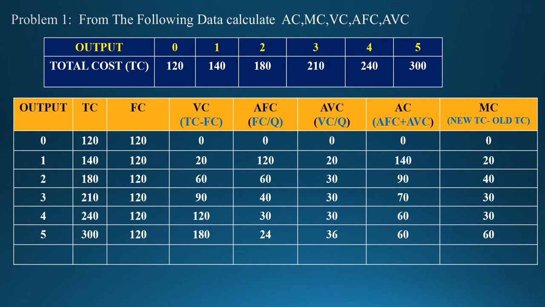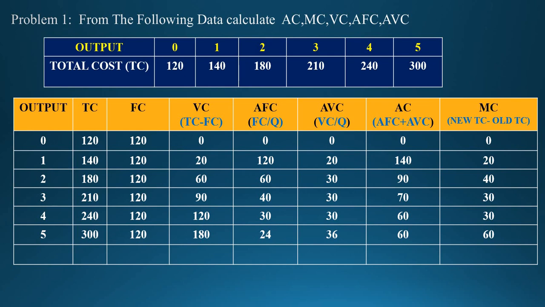Next we have to calculate the MC. Correct. So how to calculate the MC? New TC minus old TC. Okay. New TC means new total cost minus old total cost, so nothing but the change in total costs. In the first row, the TC is 120. Before that, there is no earlier value, so write it as 0. From the next output onwards, we'll start calculating the difference between the upper value and lower value.